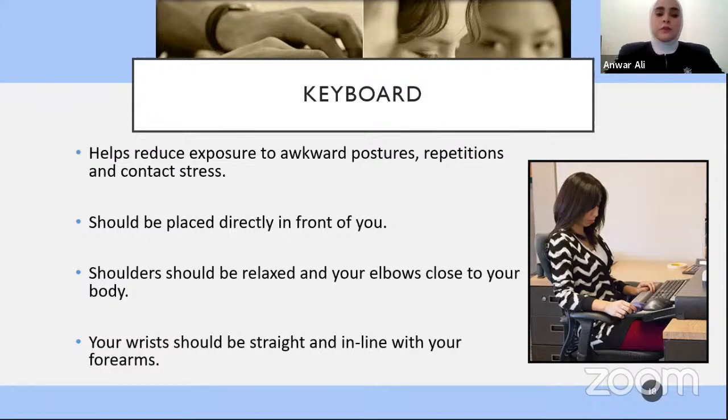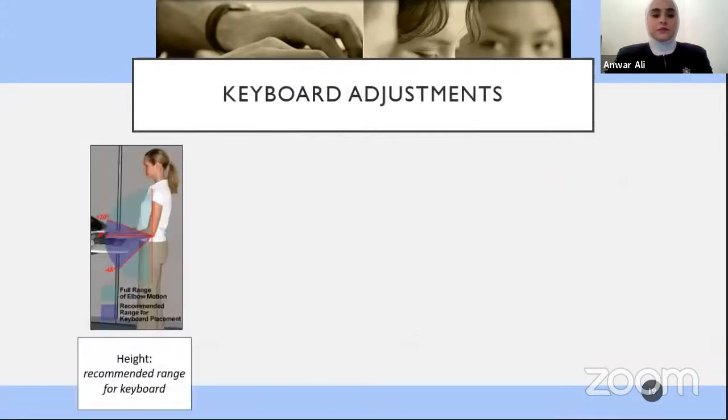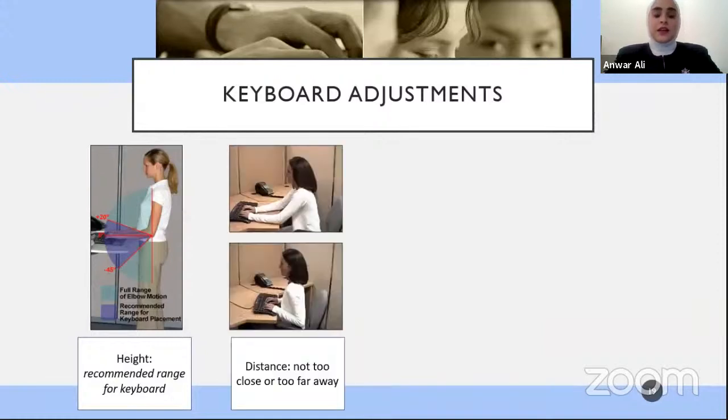The keyboard should be placed directly in front of you and you should be relaxed with your elbow close to your body. As we said before, relaxed and close, not too wide and not too high. And your wrists should be straight and in line with your forearms. For the height adjustment, it's recommended to range between -45 degrees to 20 degrees, as we can see from the picture. The distance not too close or not too far.